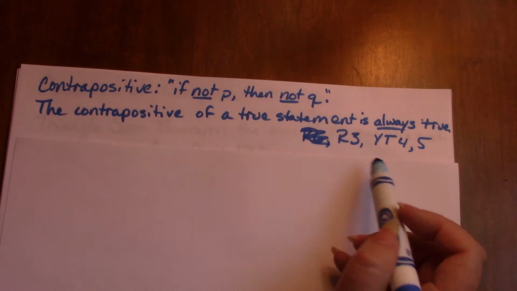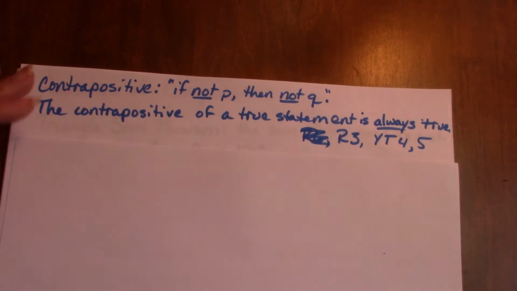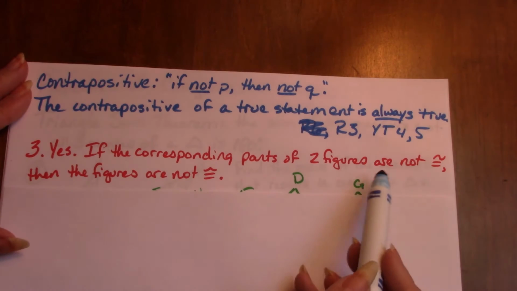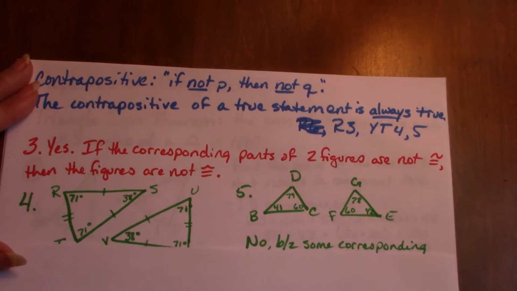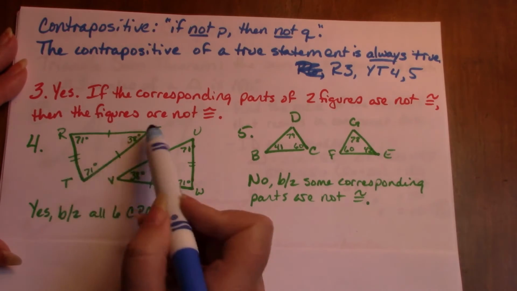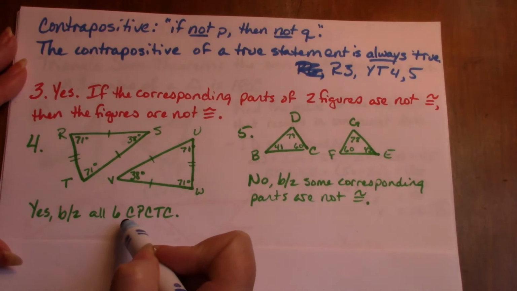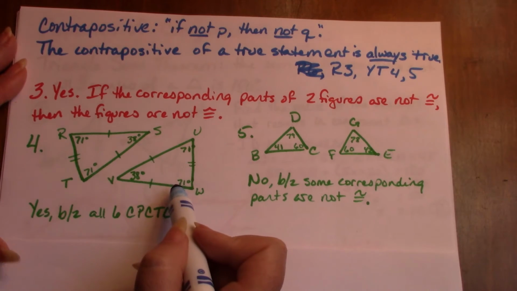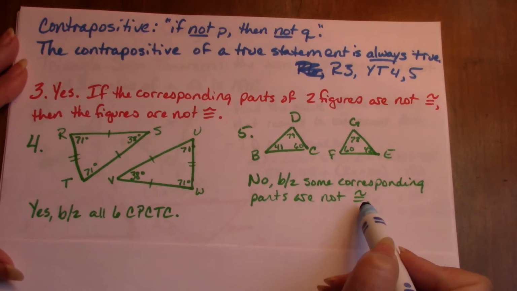So pause here to do reflection number 3 and your turn numbers 4 and 5. Come back when you're done. Number 3 is yes. If the corresponding parts of 2 figures are not congruent, then the figures are not congruent. Number 4 has us comparing RST and UVW. The answer is yes, because all 6 of the corresponding parts of congruent triangles are congruent, therefore the 2 triangles are congruent. In number 5, the answer is no, because some of the corresponding parts are not congruent.